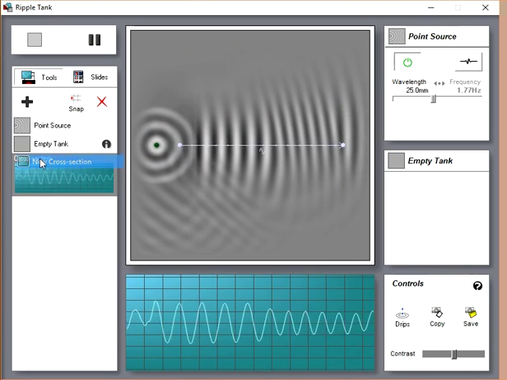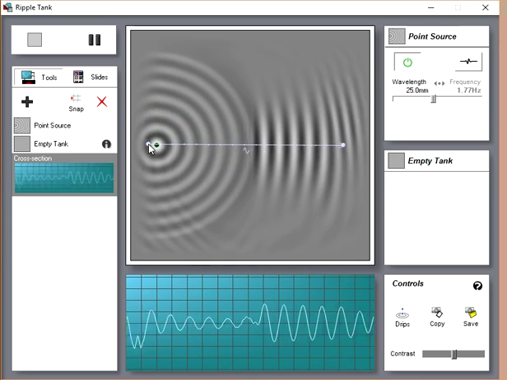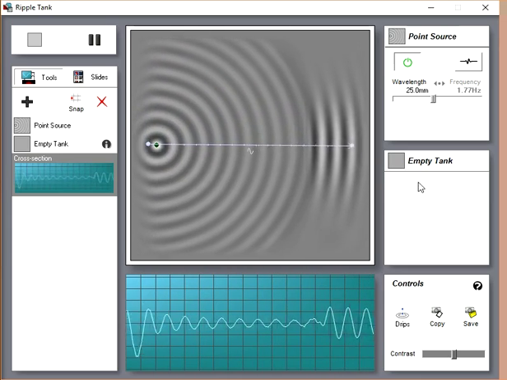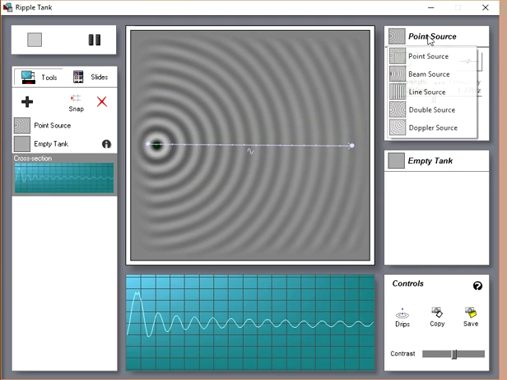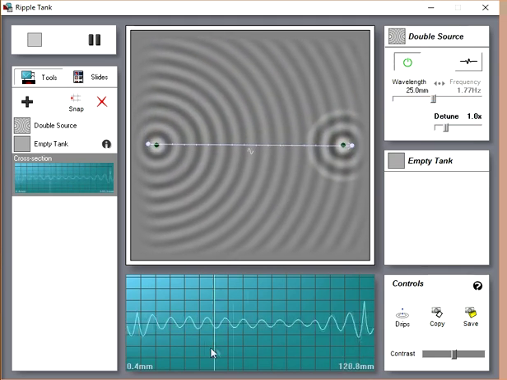There are a range of tools you can use to visualize what's going on and make measurements. This one's visualizing the height of the ripples across a cross section, and it's showing how you can investigate standing waves.